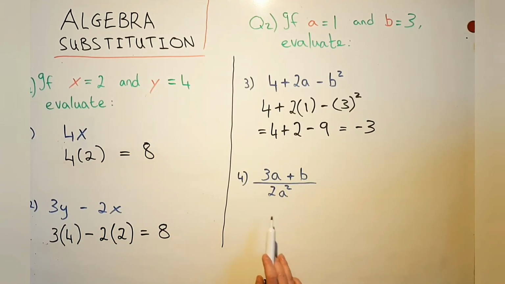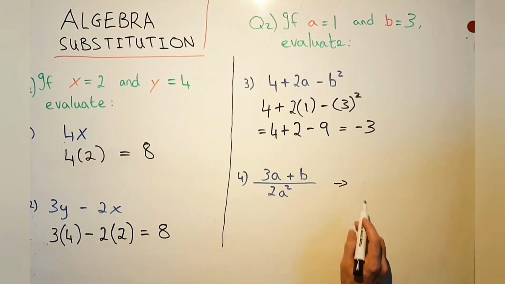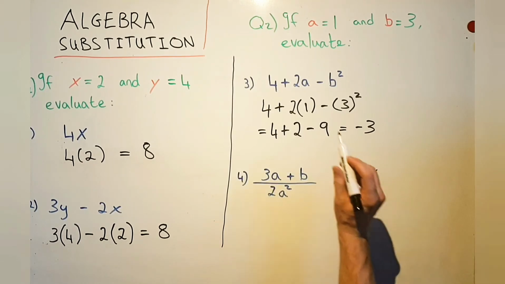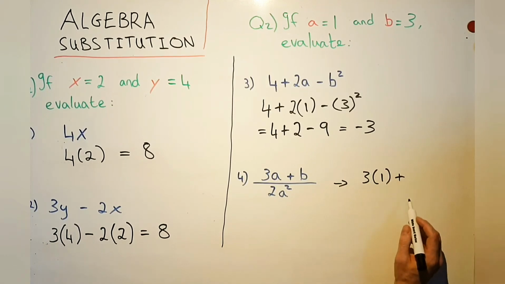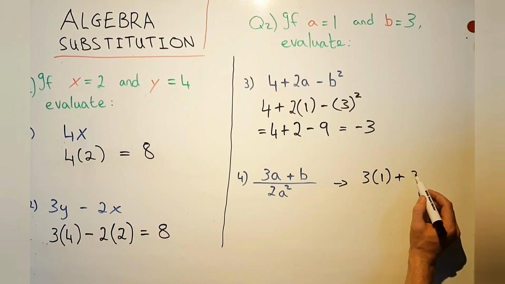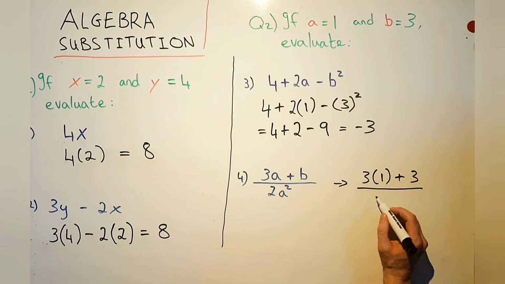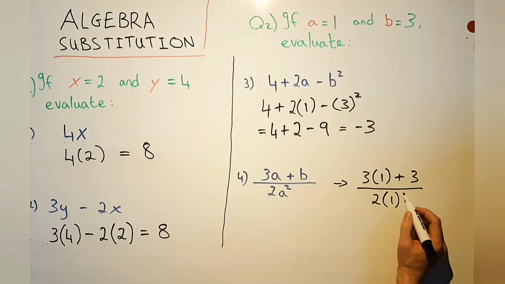Now the most complicated one would be here, as it includes a fraction. But once again, let's just go through the procedure. Because of space, I'll go over here. We know that 3 multiplied by 1 plus b, which again we know to be 3, all of that is divided by 2 multiplied by a, and that a is squared.